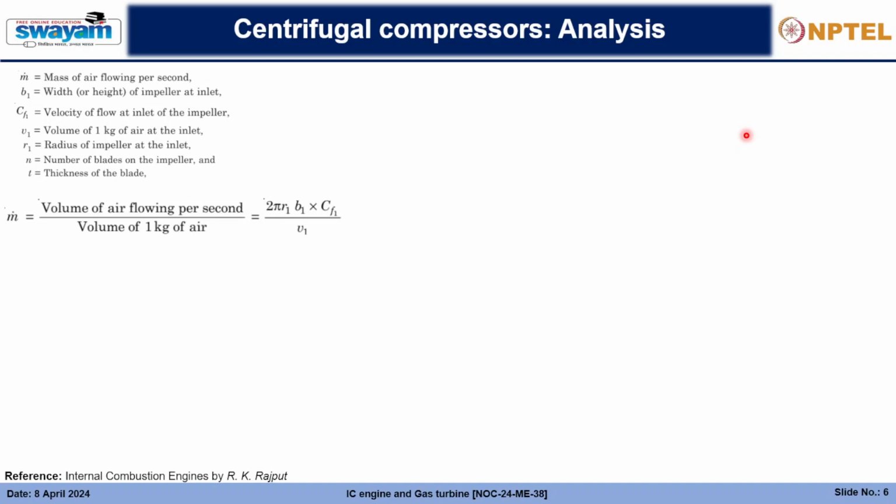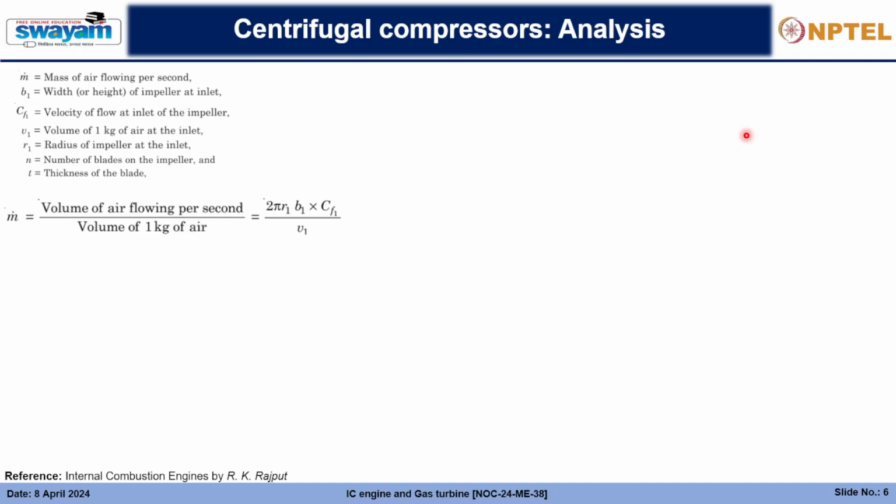We all know that the volume of air flowing per second divided by the volume of 1 kg of air will be the mass of air flowing per second, and that will be equal to 2π R1 B1 into CF1 divided by V1. Here B1 is the width or height of the impeller at the inlet, V1 is the volume of 1 kg of air at the inlet, and R1 is the radius of the impeller at the inlet.